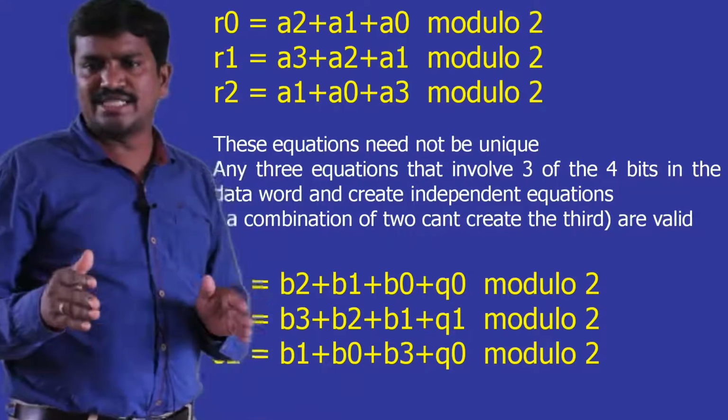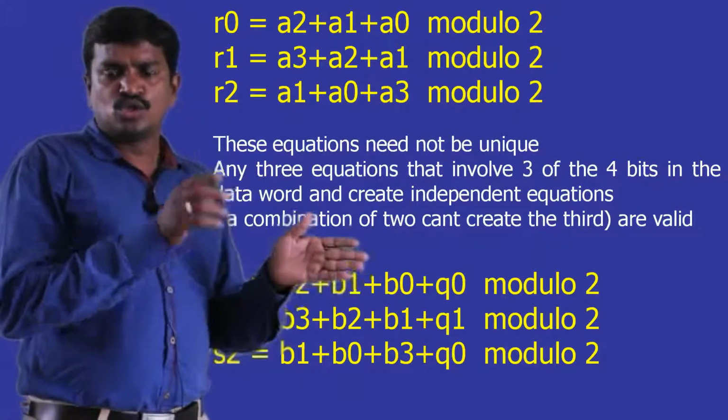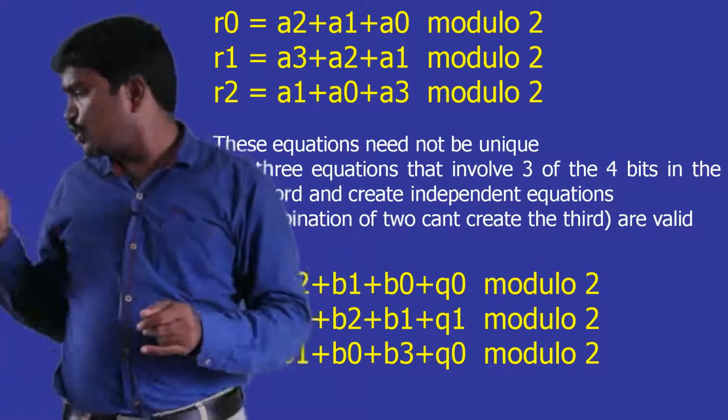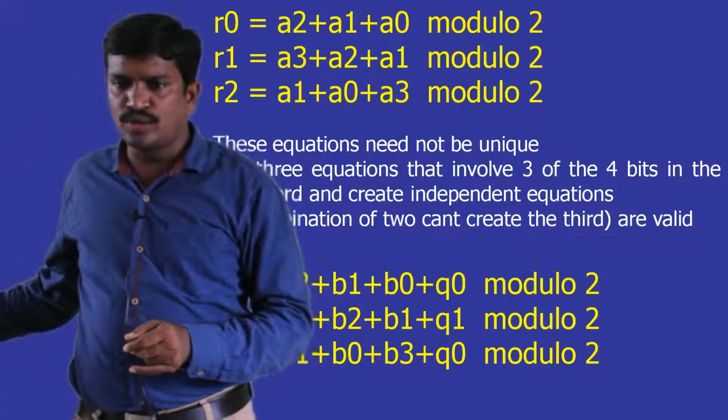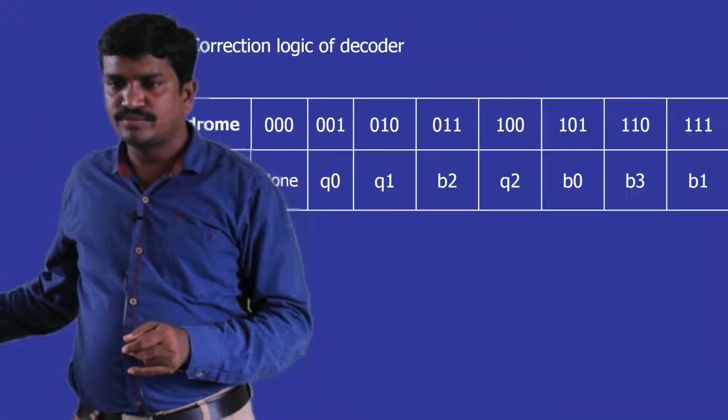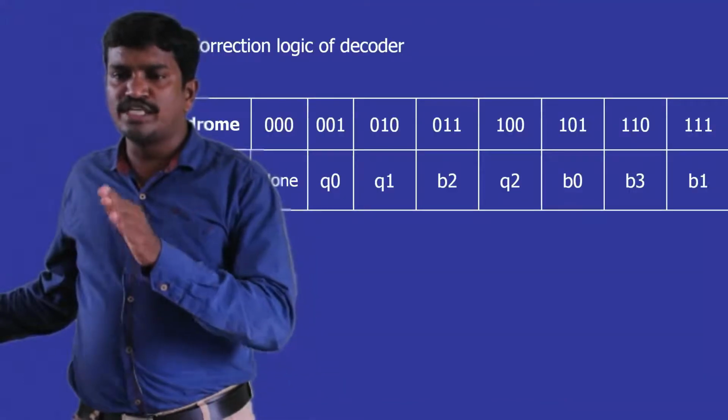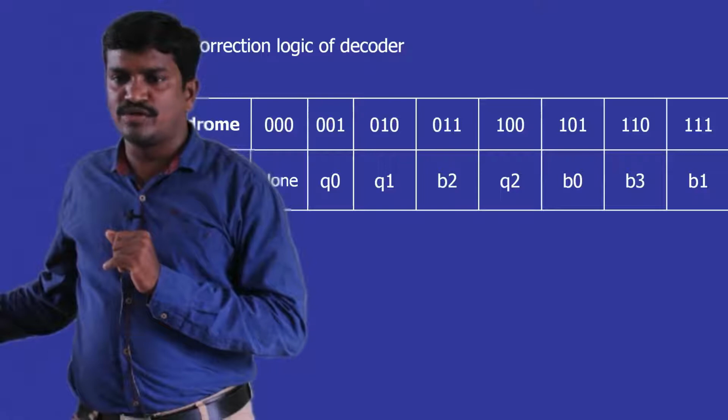Actually the order is like this: S0, S1, S2. So 0, 0, 1. The syndrome value 0, 0, 1 is given to which bit, we have to check. 0, 0, 1 is given to Q naught. Why, we will see by observing the equations.